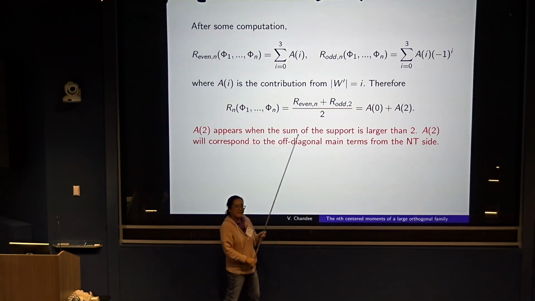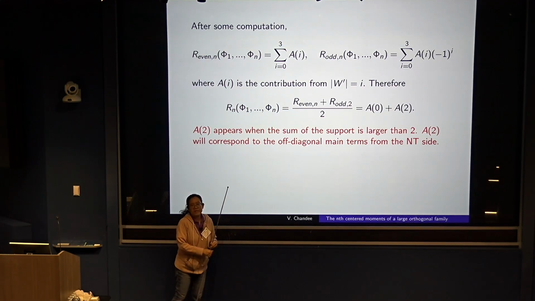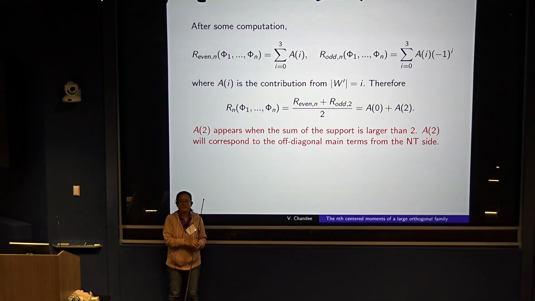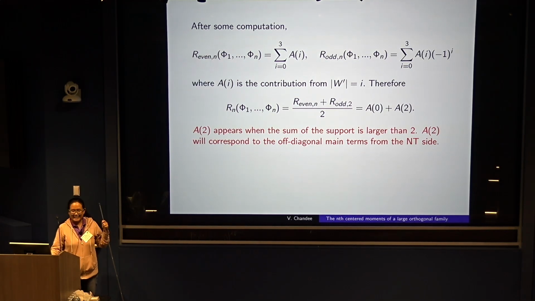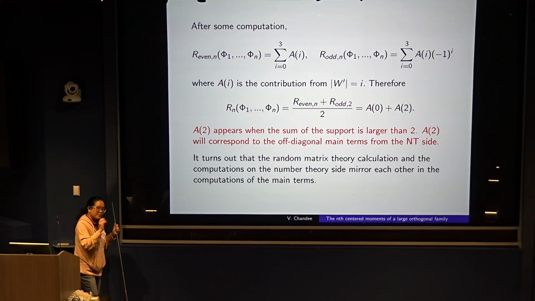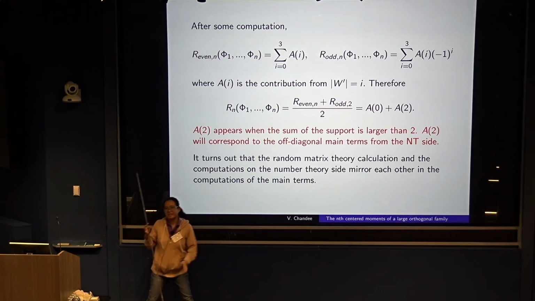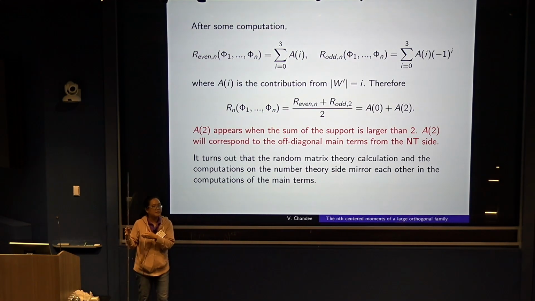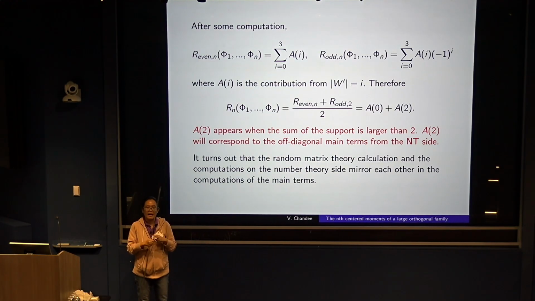We already see that A0 is the diagonal term, so A2 will correspond to the off-diagonal term from the number theory side. And it turns out that even though the formula looks scary, when you actually compute the contour, you see that the calculation of the contour on the random matrix side and the computation of the contour on the number theory side do mirror each other. You're going to see some similar computation there. And the way we pick up the poles and residues is also similar on both sides with this big formula.